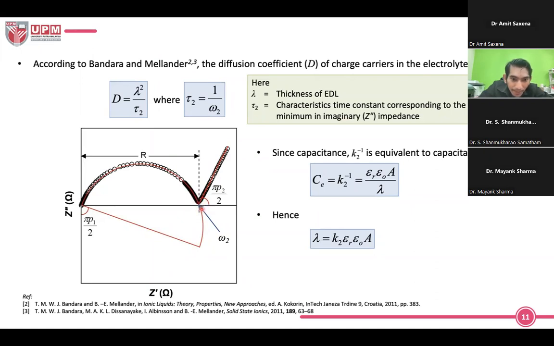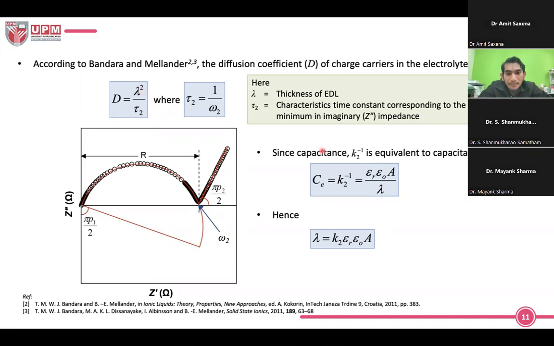So the frequency at this position, and if we can see here, D is equal to lambda squared. Lambda is the thickness of the EDL, the electrical double layer, which is very, very small, and it's difficult for us to determine. Compared to the geometrical capacitance, we only use the thickness of the sample, so we don't have a problem determining the thickness of the sample. But here we need to determine the thickness of the EDL, because we cannot determine it directly.